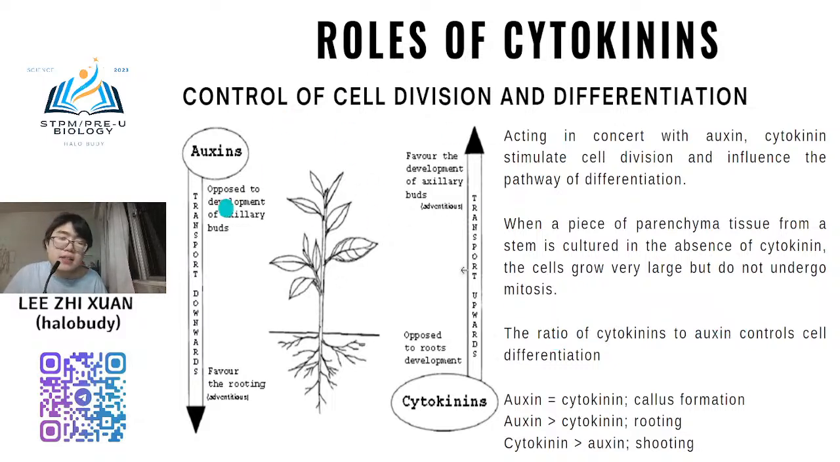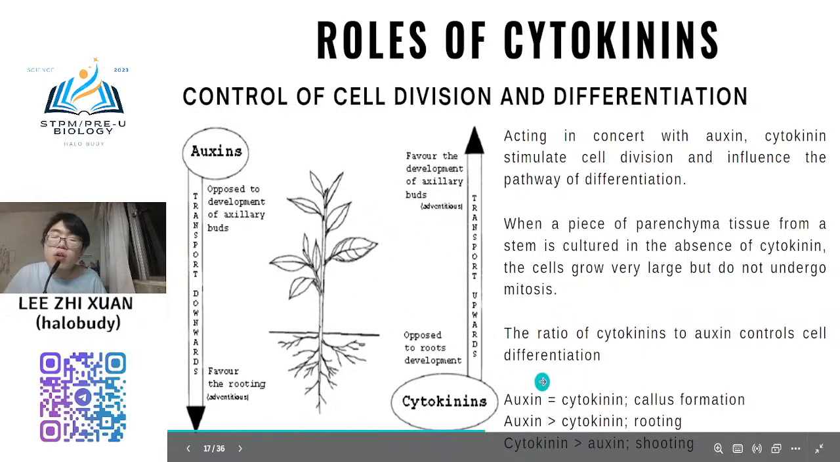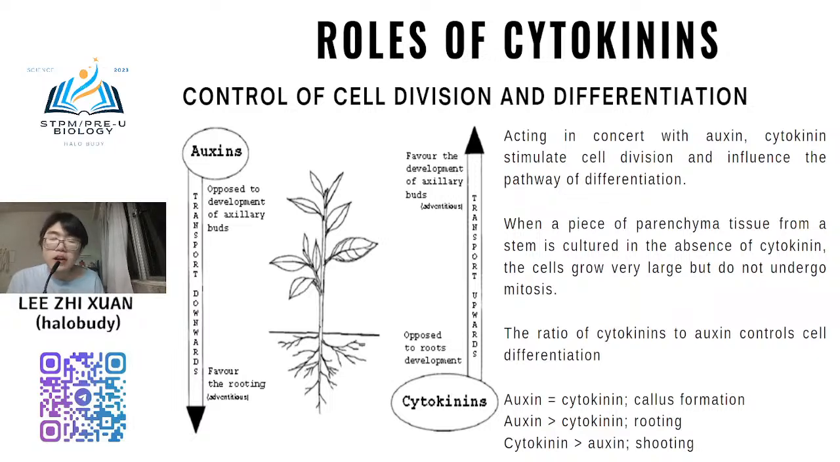So you will see this diagram. I summarized it into this. When auxin is equal to cytokinin, it will induce callus. So what is callus? Callus is one type of plant structure that can play the role in further cell development.